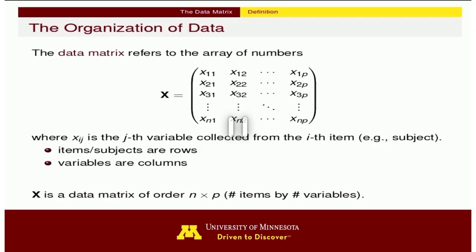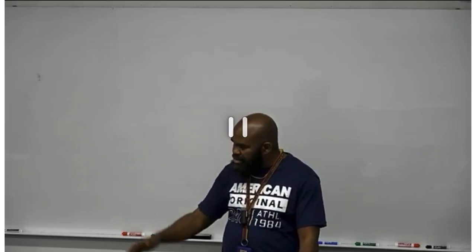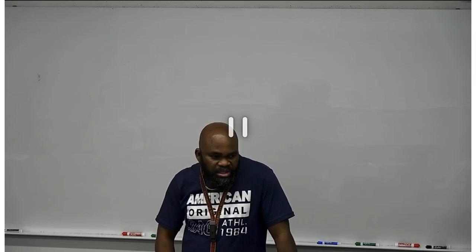We want a situation where the objects, the subjects, occupy the rows. It shouldn't be the other way around. The objects occupy the rows and the variables occupy the columns. Now, the data matrix, like I said, contains the original measurements, your raw data. Why is it called a data matrix? Because it is presented in matrix form.